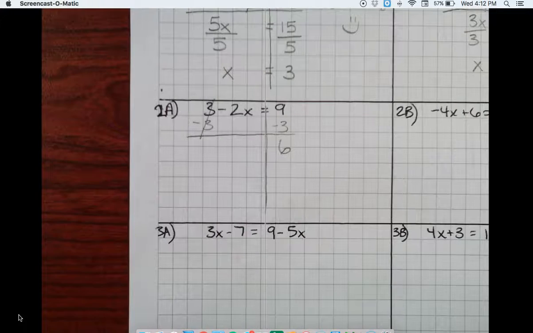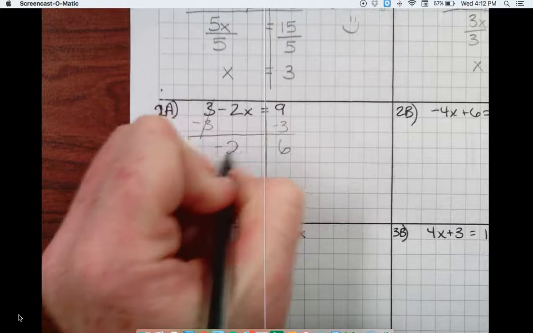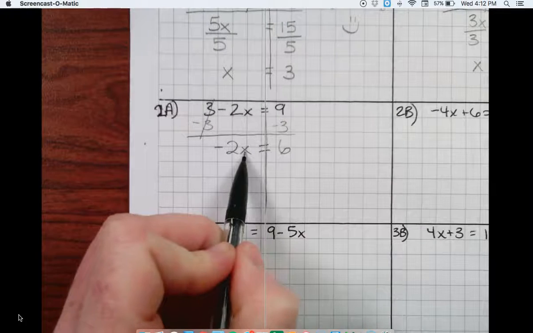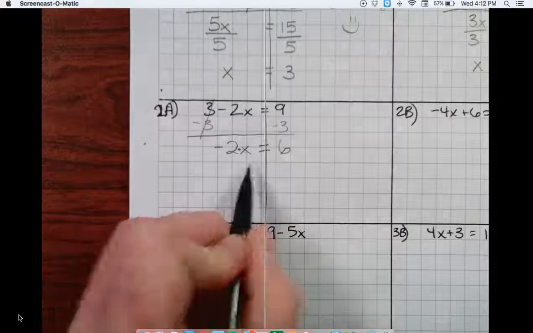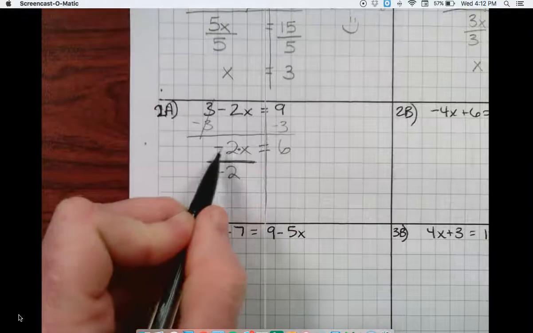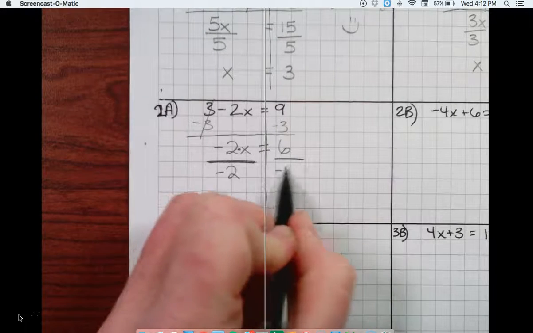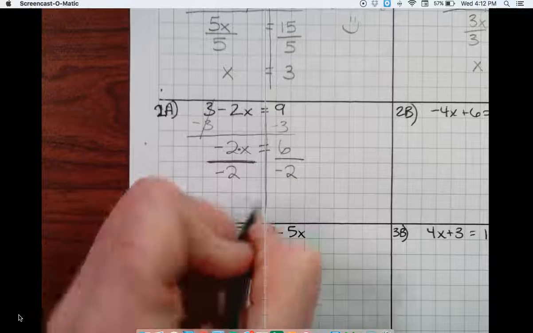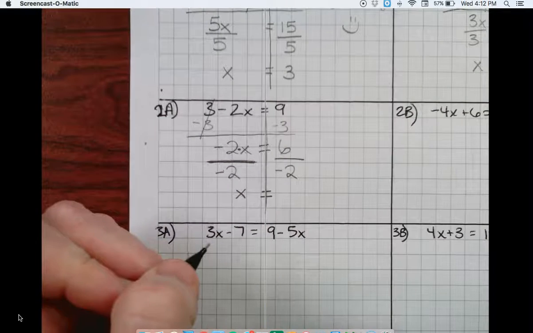Now this is a little tricky. This negative is attached to the 2. So this is negative 2x. Negative 2 times x. So I want to get x by itself. And this is negative 2 times x. So we need to divide by negative 2, because negative 2 divided by negative 2 is 1, and that's what we want, 1x. So I need to divide this side by negative 2. So I have negative 2 divided by negative 2, that's 1x. And 6 divided by negative 2, that's going to be negative 3.